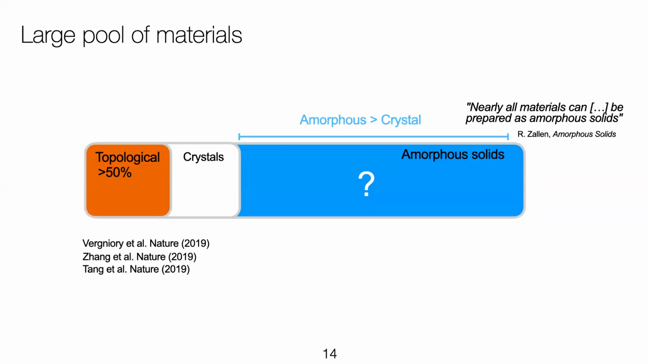So let's start with a bit of context. We know that thanks to recent developments in topological quantum chemistry, nearly half of the crystals display topological features at the Fermi level. But we also know that crystals are not the only kind of materials you can find. And actually, there are way more amorphous materials than crystalline materials. And there is this very nice quote from Richard Zallen saying that nearly all materials can be prepared as amorphous solids. So this is the reason why this region is so huge. And so the aim is to find a way to somehow enforce topology in these amorphous materials. And this is precisely what I'm going to discuss with you.